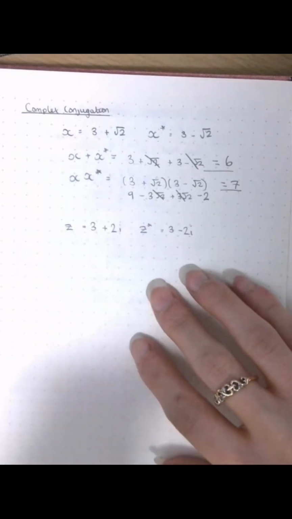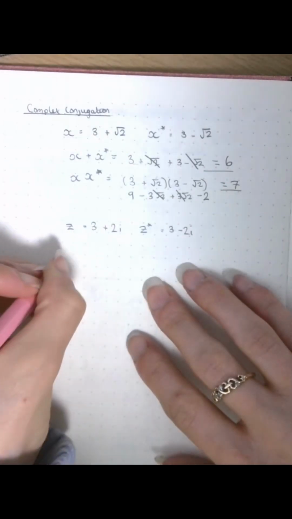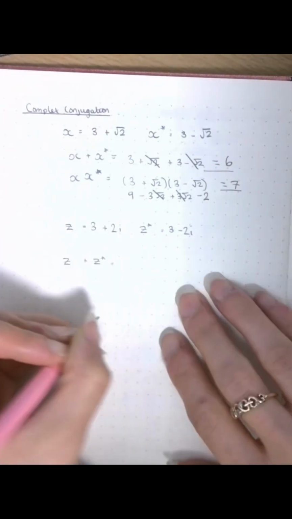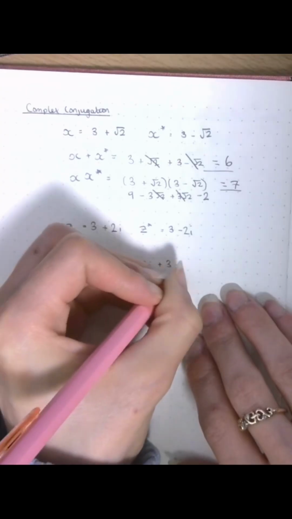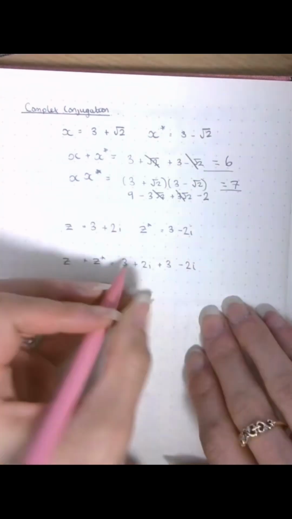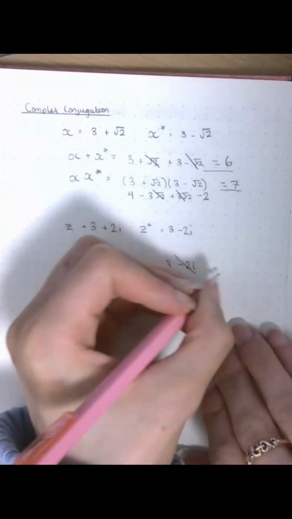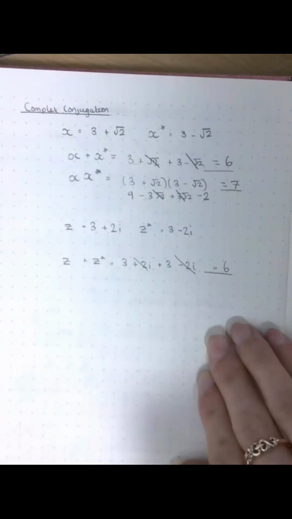If a conjugate pair like that, when we add it or multiply it, can get rid of a surd, can it get rid of the imaginary part of our number? Let's see. So let's do first of all z plus z star and see what we get. So we end up with 3 plus 2i plus 3 minus 2i. We can see there the plus 2i and the minus 2i cancel out, giving us 3 plus 3, which is 6. So it does. That gets rid of our imaginary part.